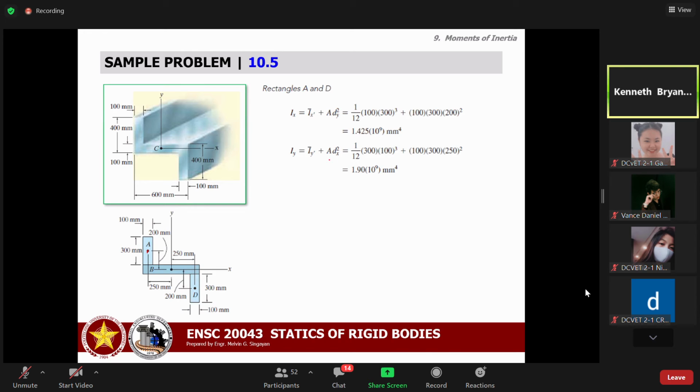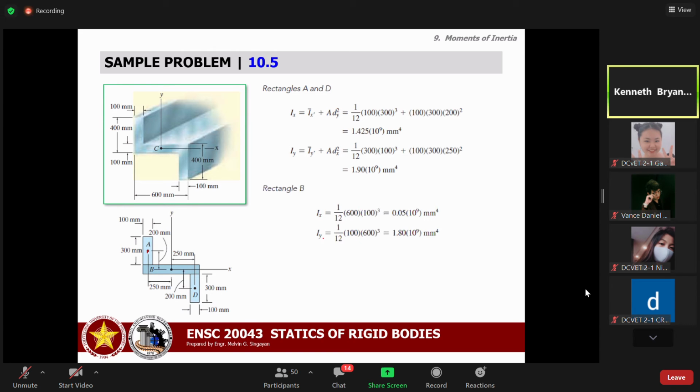Then yung Iy is equal to I bar y prime plus A dx squared. So that is equal to 1 over 12 times H times B cubed. So ang H ay 300, ang B is 100 cubed, plus the area times dx squared. So dx is the distance of the centroid to the reference axis, which is 250 squared. So that is equal to 1.9 times 10 to the 9 millimeters to the 4th. So that is for Ix and Iy of rectangles A and D. Okay? So let's continue.